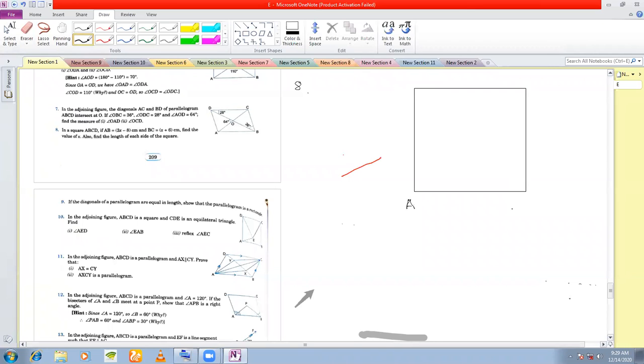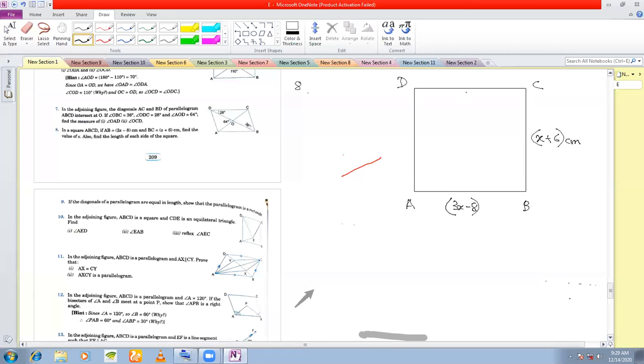ABCD, in which the length of AB is 3x minus 8. So this length is 3x minus 8 centimeters. Length of BC is x plus 6. So this is x plus 6 centimeters. Find the value of x.